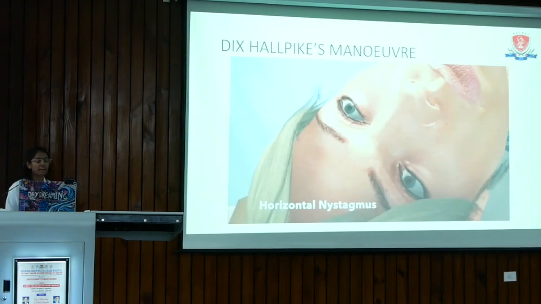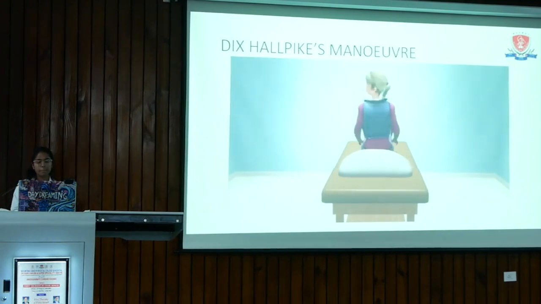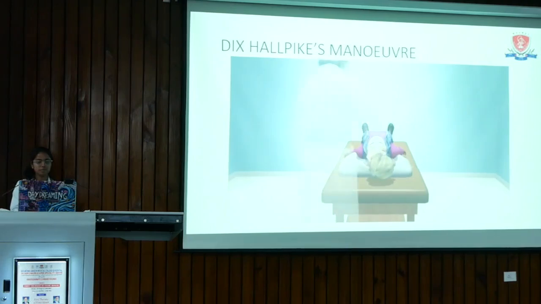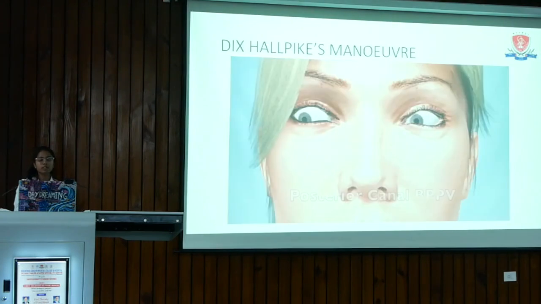The sideways eye twitching is known as horizontal nystagmus. The upside down eye twitching is vertical nystagmus. Then the same procedure is repeated for the other side, as seen in the video. Now, if torsional nystagmus is present, it is suggestive of posterior canal BPPV. If horizontal nystagmus is present, it is suggestive of lateral canal BPPV. If vertical nystagmus is present, it is suggestive of superior canal BPPV.